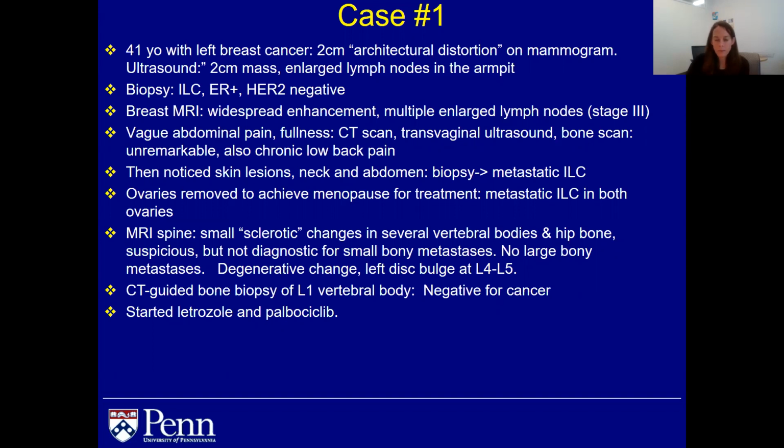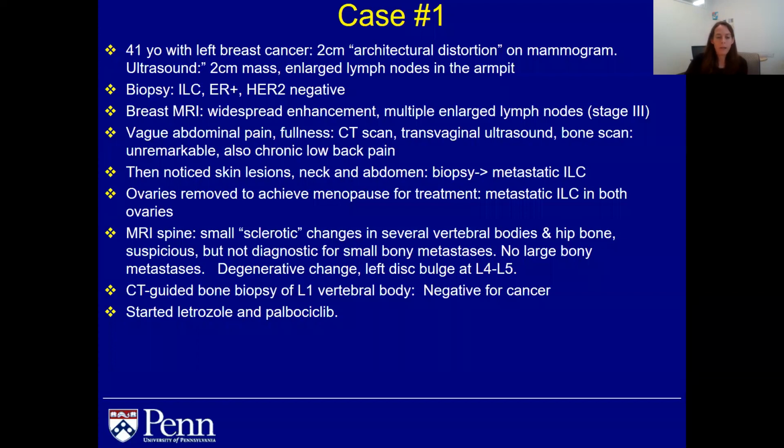That is one of the goals of treatment, and she chose to do that via removal of her ovaries. And when those ovaries were removed, they showed metastatic ILC in the ovaries, which is a bit of a unique pattern of spread to the ovaries, like I said in the beginning of the talk, that is seen with ILC. It's not that it can't be seen with IDC, but it's much less common.